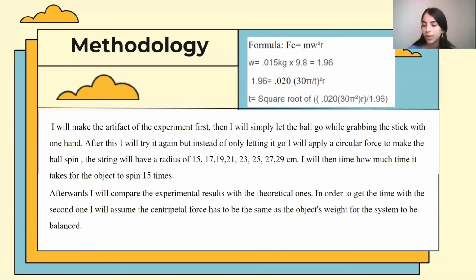The string will have a radius of 15, 17, and so on centimeters, and then I will time how long it takes for the object to spin 15 times. Afterwards, I will compare the experimental results with the theoretical ones. As you can see, I use this formula of the centripetal force, and then I just balance the equation so that I could take the time.